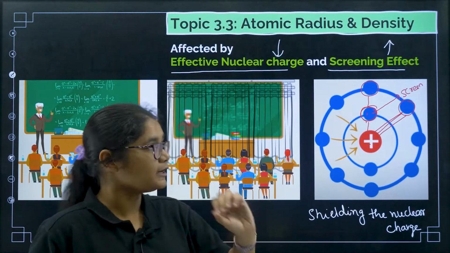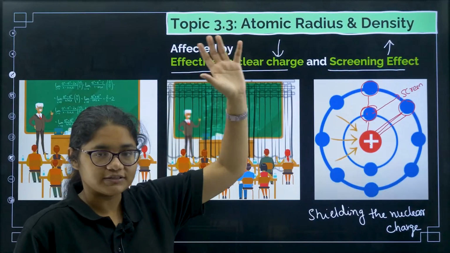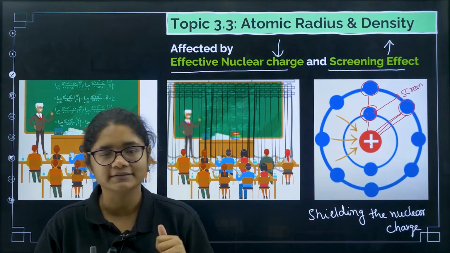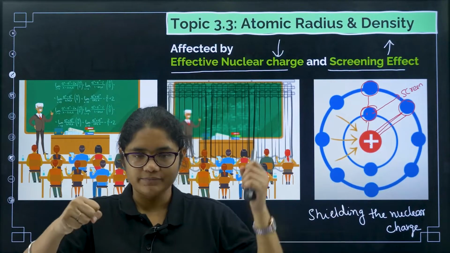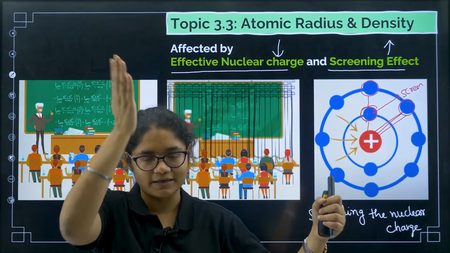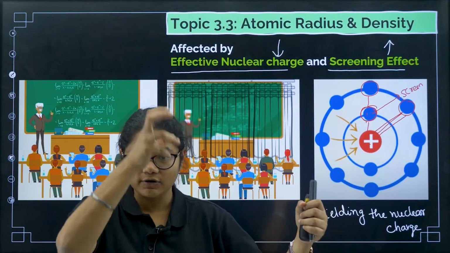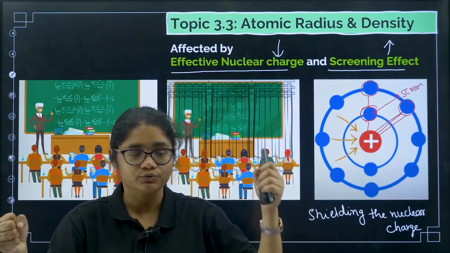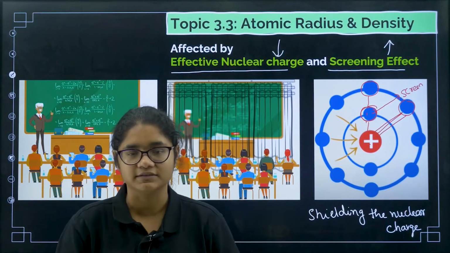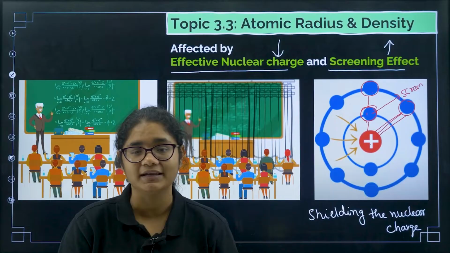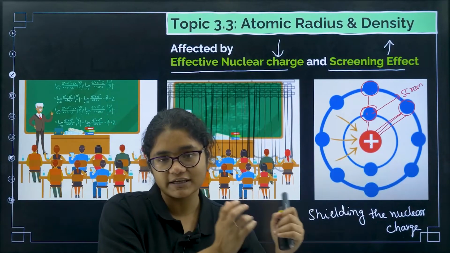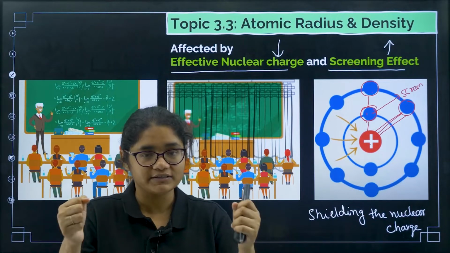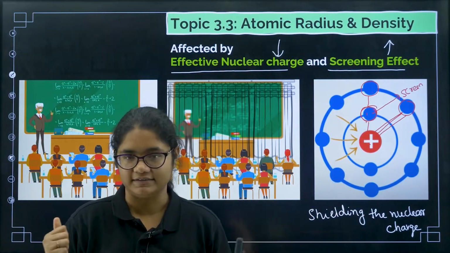Clear? That is why I told you that effective nuclear charge tries to decrease the size, whereas screening effect tries to increase the size. Once again, let us understand. When there is a nucleus, a valence electron, and some electrons in between, they will not allow the nuclear force to reach the last electron. They create a barrier here. So the force cannot reach, and there are also repulsions between these electrons, as a result of which the size of the atom tries to increase, okay?